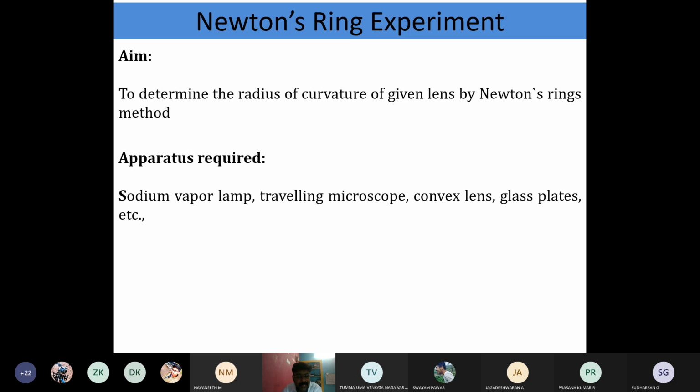The glass plate is inclined at an angle of 45 degrees. When a monochromatic source of light falls over the glass plate, it undergoes reflection. The reflected light falls on the convex lens, then it is transmitted and returns back. These transmitted rays and reflected rays are superimposed, and as a result we are able to see the interference pattern with the help of the traveling microscope.